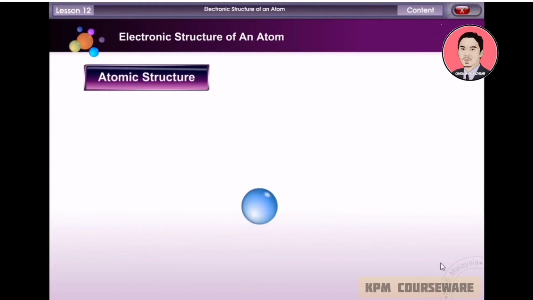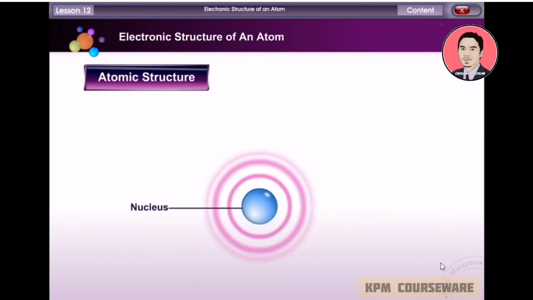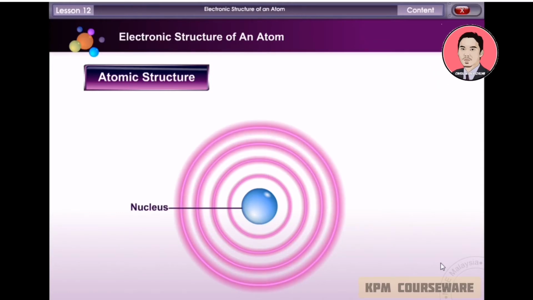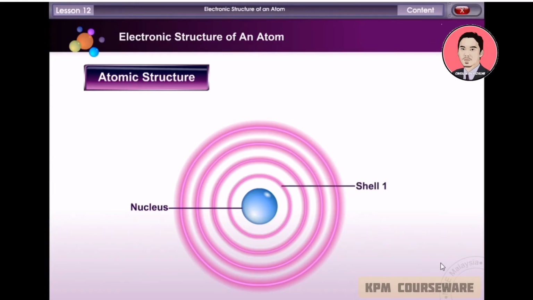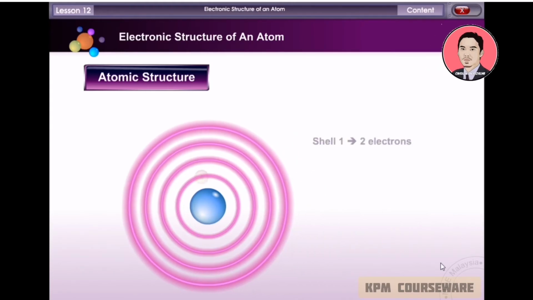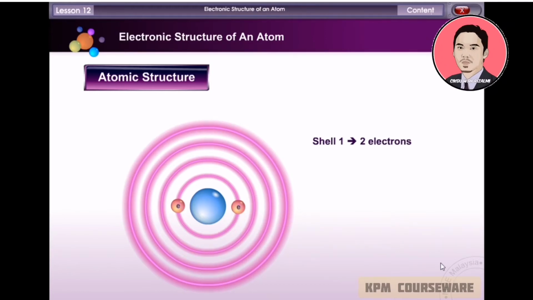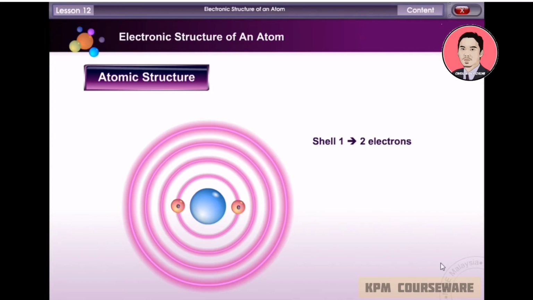Atomic structure. Around the nucleus are the atomic orbits or shells. Shells are numbered starting from the one closest to the nucleus. Like so, shell number 1, shell number 2, shell number 3, shell number 4, and so on. Electrons are arranged in these shells. Each shell can only allow a limited number of electrons. Shell number 1 can only allow 2 electrons. When the shell is full, electrons will move on to the next shell.